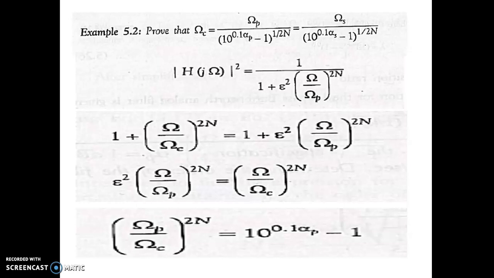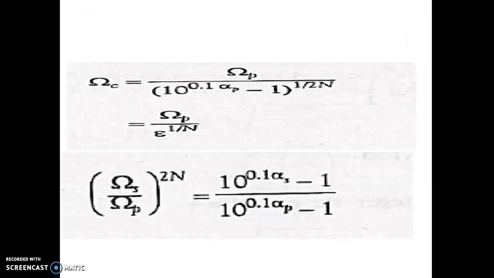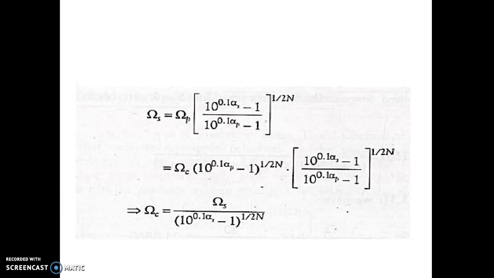So we can derive the equation (omega p by omega c) raised to power 2n is equal to 10 raised to power 0.1 alpha p minus 1, or omega c is equal to omega p by epsilon raised to power 1 by n. It can also be proved that (omega s by omega p) raised to power 2n is equal to (10 raised to power 0.1 alpha s minus 1) divided by (10 raised to power 0.1 alpha p minus 1).